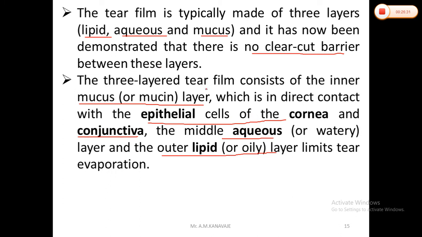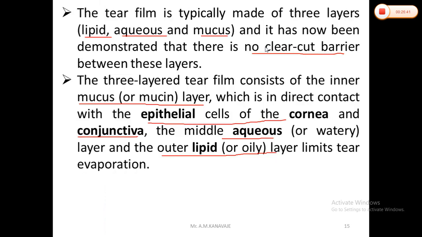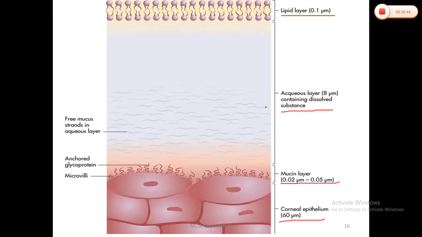We can again see the mucin layer, which is in direct contact with the epithelial cells of the cornea and the conjunctiva. The middle aqueous layer is there, and the last one is our lipid layer, or the oily layer. So this is the basic structure of our tear film.